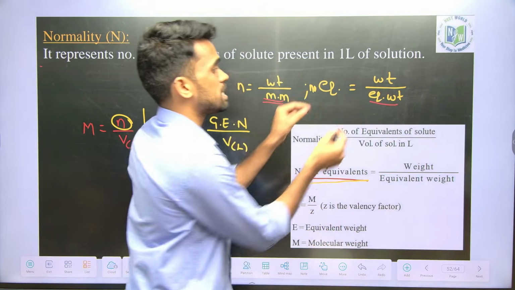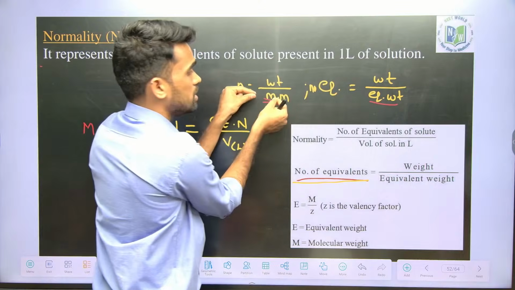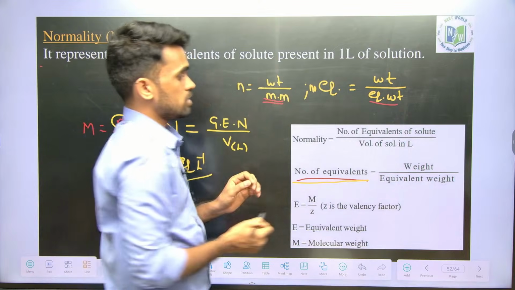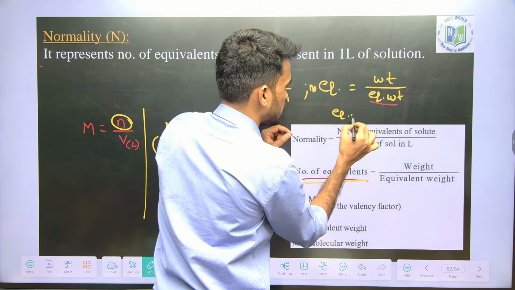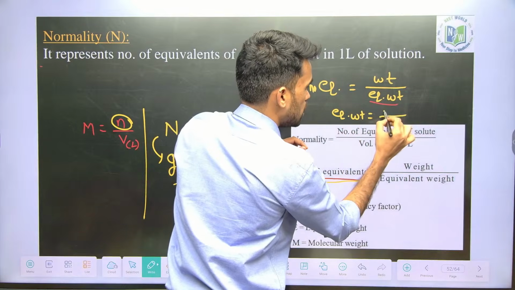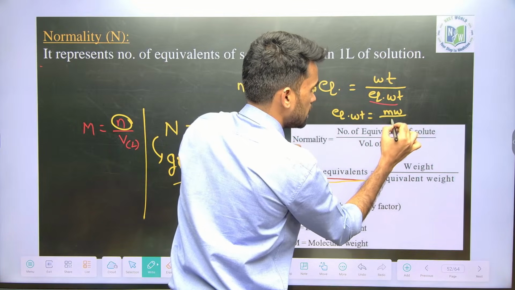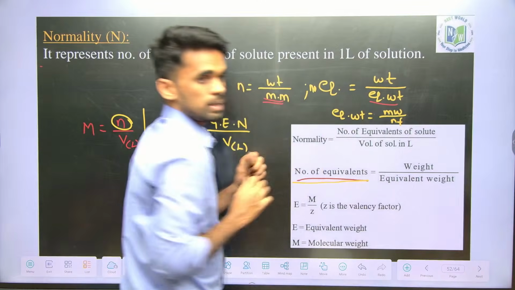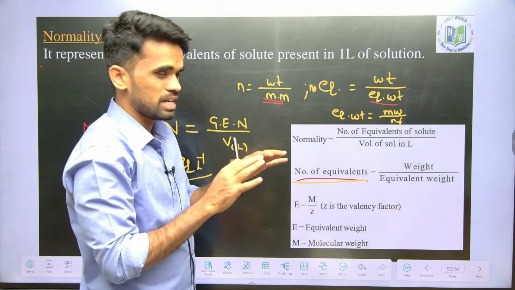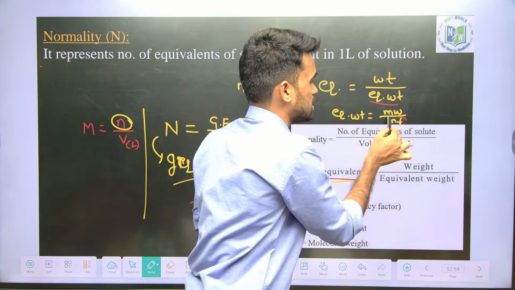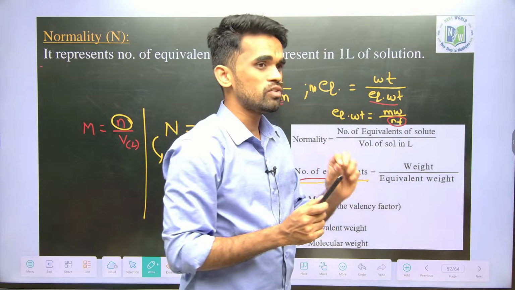So now there is a relation between equivalent weight and molecular weight. Equivalent weight means molecular weight by its n factor. Everything is the same, you just got a new term here. What is this? N factor. So what do we mean by n factor?